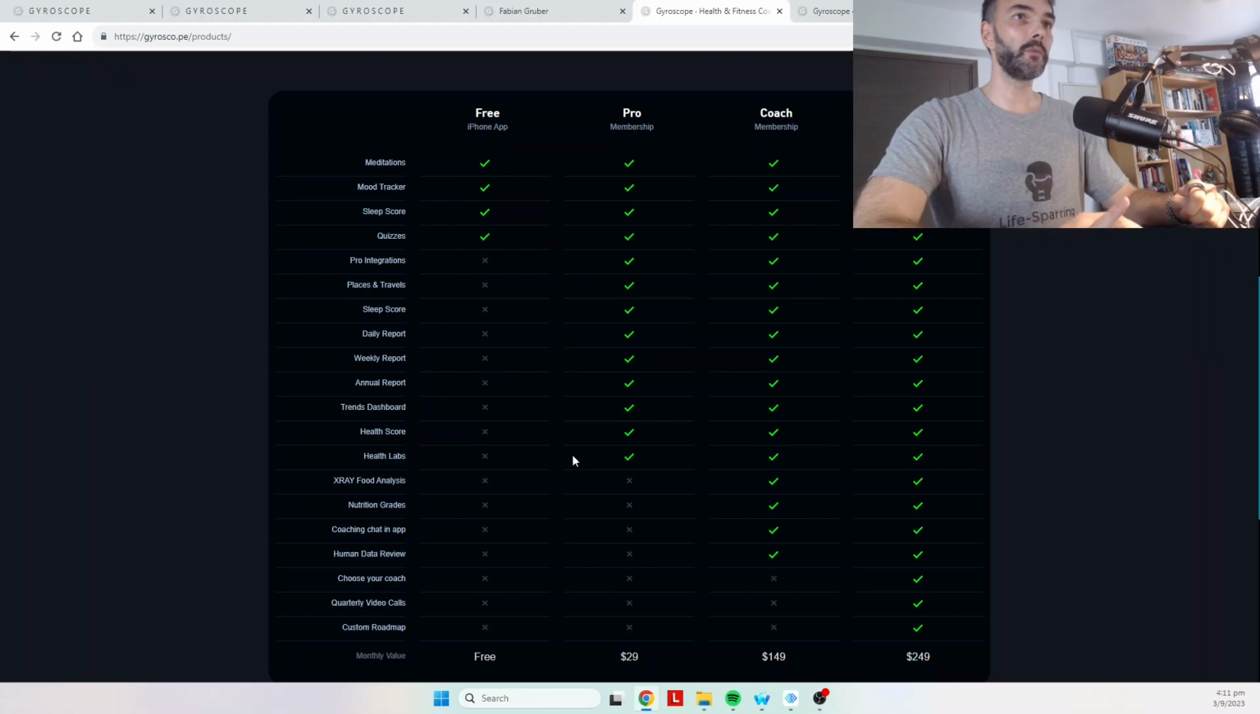The Pro membership gives you large parts of the data visualization, except for access to the coaches and except for the X-ray food analysis, which I will get to. The coach membership is $149 per month. So these are monthly US dollar prices. So Pro membership $29, coach membership $149 per month, and then the X membership $249. The X membership includes then choosing a personal coach, and then having quarterly video calls.